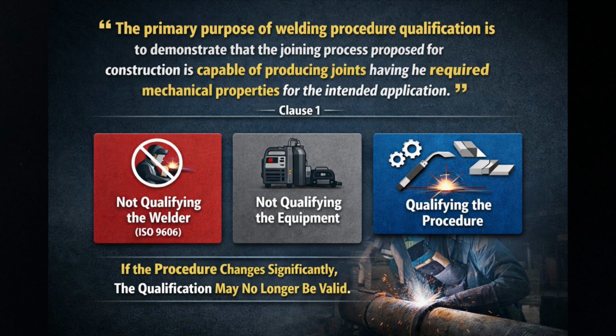We are not qualifying the welder. That is covered by ISO 9606. We are not qualifying the equipment. We are qualifying the procedure, the combination of process, materials, joint design, parameters, and technique. If that procedure changes significantly, the qualification may no longer be valid.